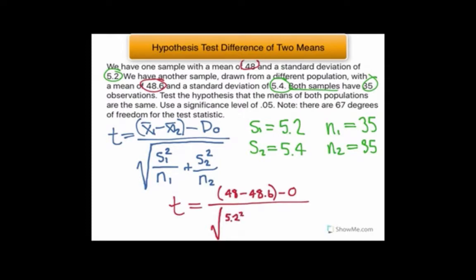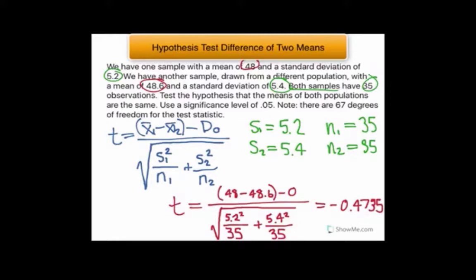standard deviation 1 was 5.2. We square that number, divide by 35. Then we do the same thing for sample 2. Standard deviation was 5.4. Square it, divide by 35. And then if you plug this whole big number into your calculator, you should get a test statistic of negative 0.4735 approximately.